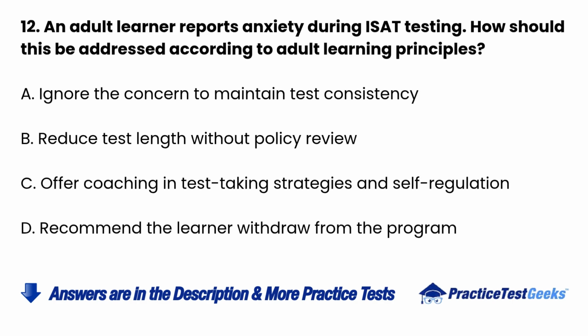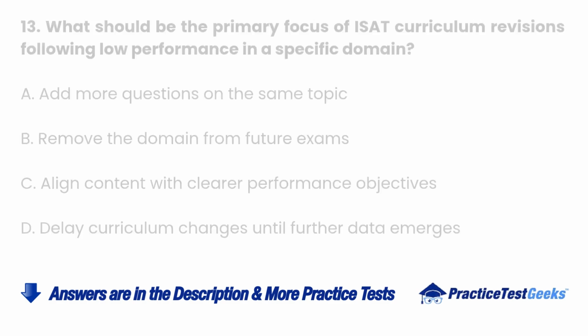12. An adult learner reports anxiety during ISAT testing. How should this be addressed according to adult learning principles? A. Ignore the concern to maintain test consistency. B. Reduce test length without policy review. C. Offer coaching in test-taking strategies and self-regulation. D. Recommend the learner withdraw from the program.